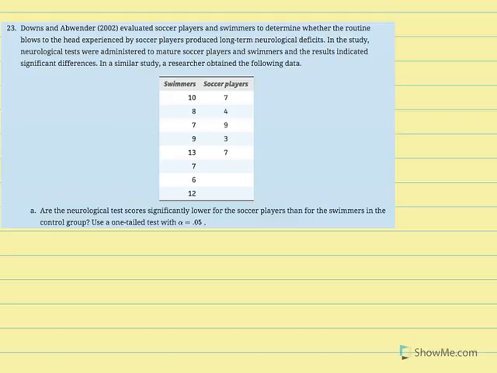Now, since the author of the text put swimmers first and soccer players second, it's going to alter how I write the research and null hypothesis. Again, they're saying that we test to see if soccer players have lower neurological test scores. But given how they've set this up, this is population one and this is population two. So I have to word it according to how it's set up here, which doesn't change things, but I just want to explain why I'm not specifying the soccer players in the research and null hypothesis. As I've indicated before, I find it easier to verbalize the research because that's the direction that we have on our mind.